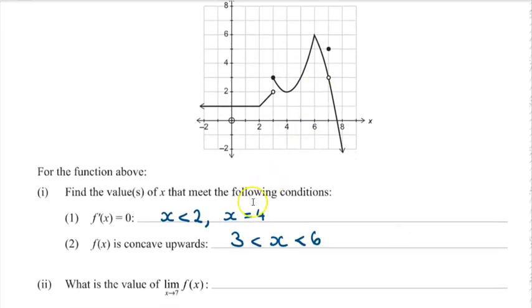Right, the value of the limit as x approaches 7. So that's the graph as it comes towards 7. So from the left and from the right, it's coming towards the same point, which is 3. Don't get distracted by there being a hole there and us being given a different value of the actual function there. It's what's happening as we come towards that point. So coming towards x equals 7, we get 3.